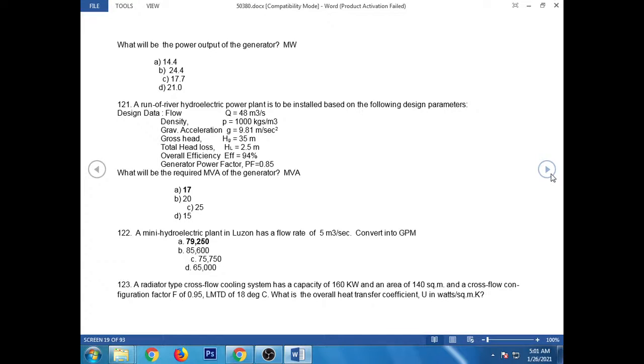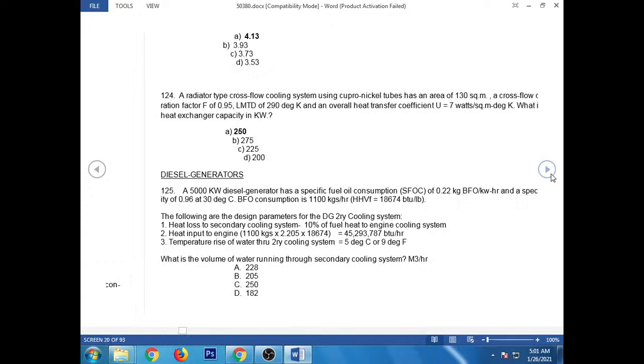A radiator type cross flow cooling system has a capacity of 160 kilowatts and an area of 140 square meters and a cross flow configuration factor of 0.95. LMTD of 18 degrees Celsius. What is the overall heat transfer coefficient U in watts per square meter K?